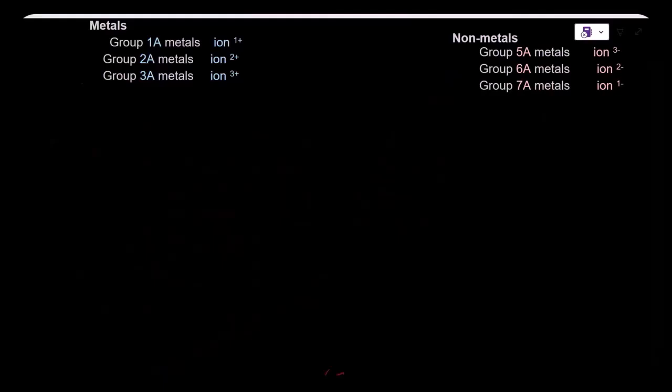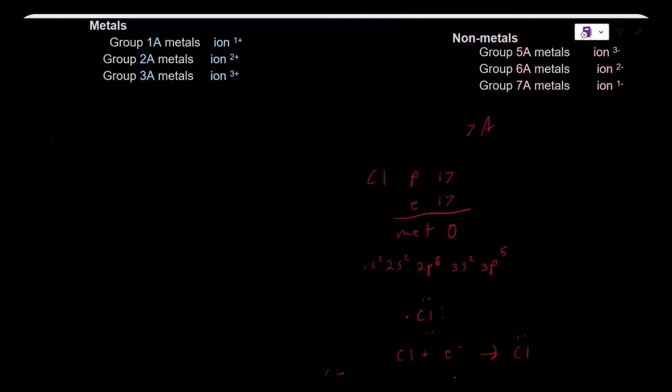So moving over to the nonmetals, we could choose group 7A, say chlorine, and chlorine has 17 protons and 17 electrons to give it a net charge of 0, and the electron configuration would look like this. Drawn as a Lewis dot structure, it would have an outer valence electron shell just shy of a full octet. The chlorine atom would then gain an electron to bring it into a full octet of the noble gas.